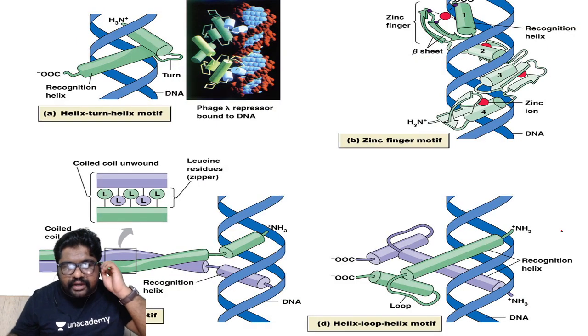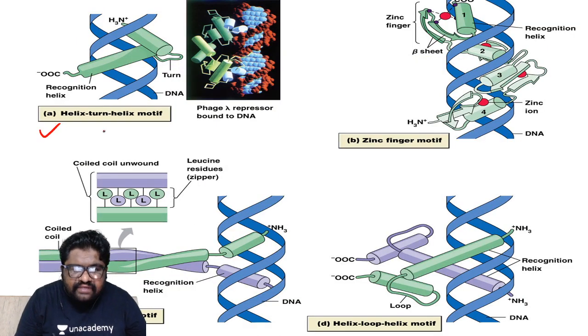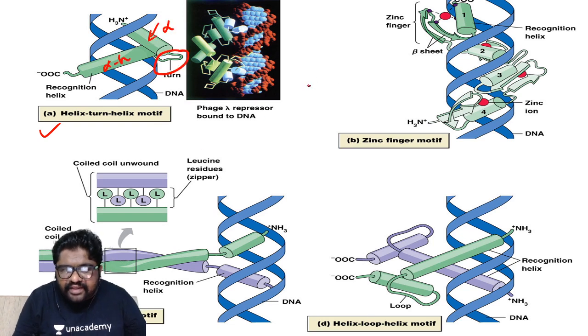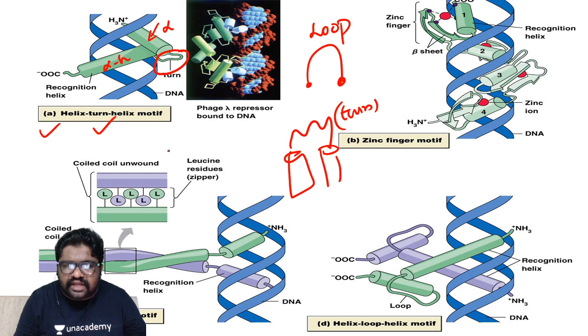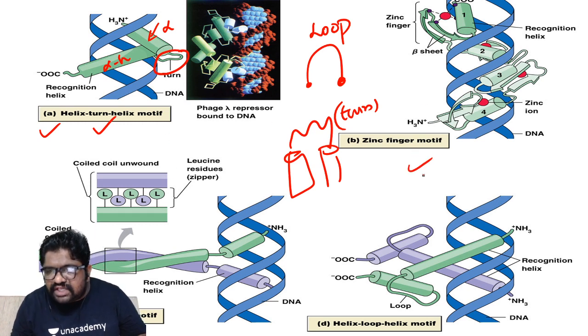Now let me show you a better picture here. This is again the helix-turn-helix area. This is an alpha helix, this is an alpha helix, and this is the turn we are looking at. If I make a sharp turn, it's called a loop. If I have this kind of binding, that is called a turn. So I have a helix-turn-helix motif here, and here I have a zinc finger motif.